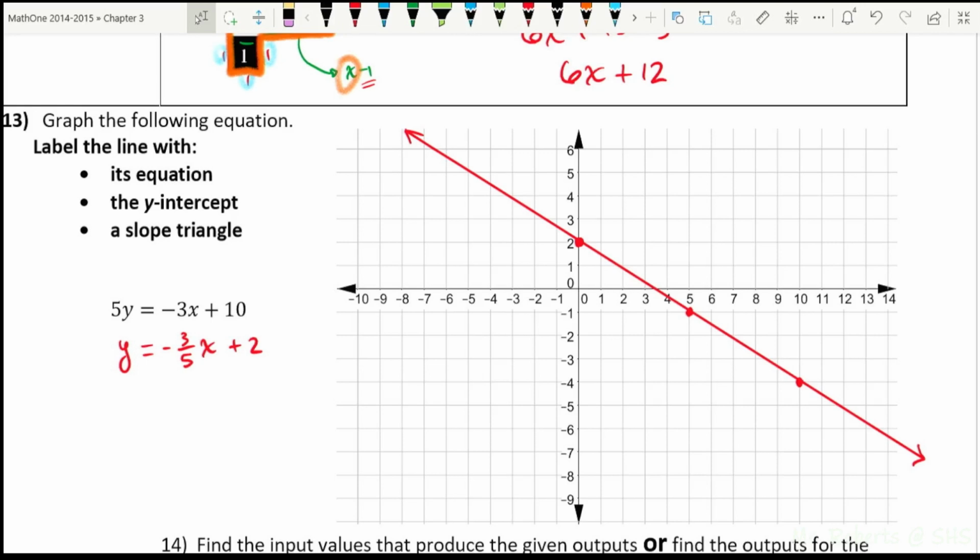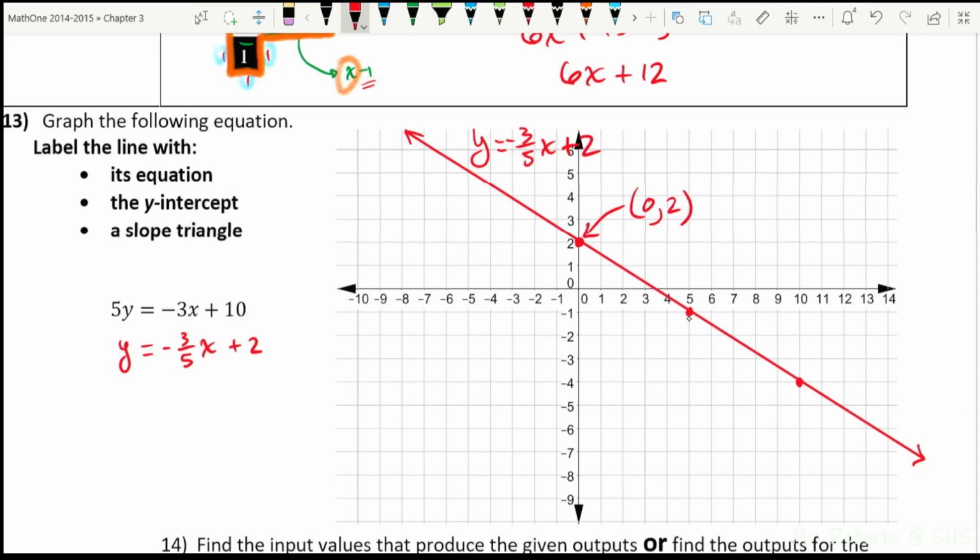So its equation, label it. Okay, so I'm going to label the equation. This is the line y is equal to -3/5 x plus 2. There's the equation. The y-intercept is right here. I'm going to label this. This is the point. X is 0. Y is 2.